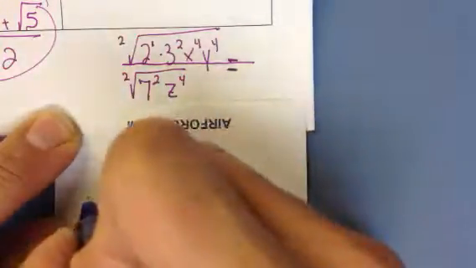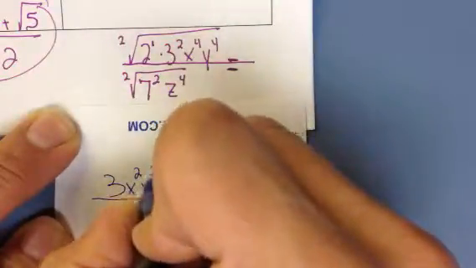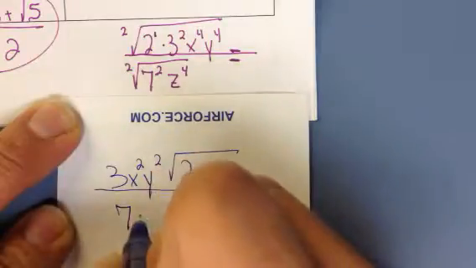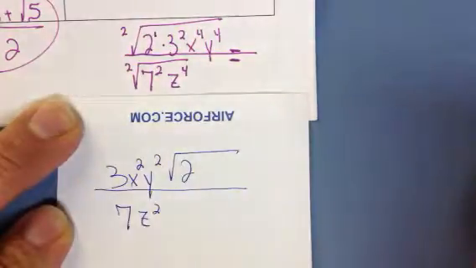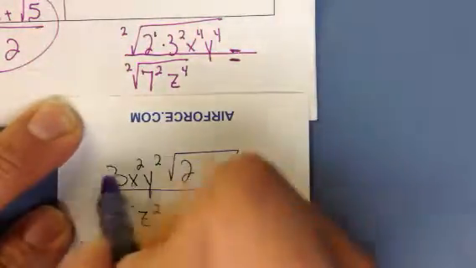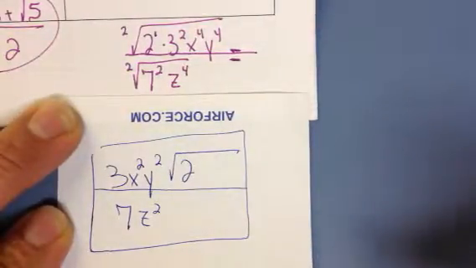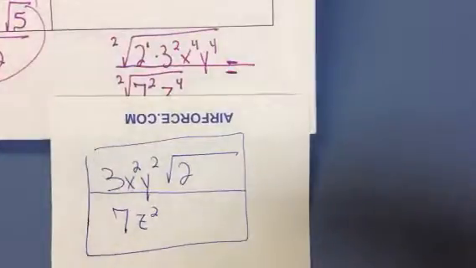The 3 can come out, so here's my fraction bar. The x to the 4th can come out as x squared, and the y to the 4th can come out as y squared. And in the bottom, both of those can come out, 7 and then z squared. And then that's my answer. I can't do any more simplifying out here. So, okay, that is the answer for the bottom right one. All right, moving on to the next page.